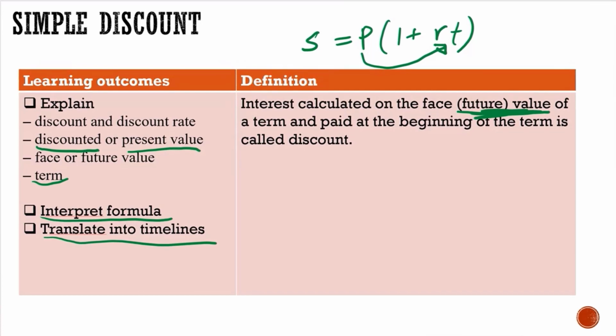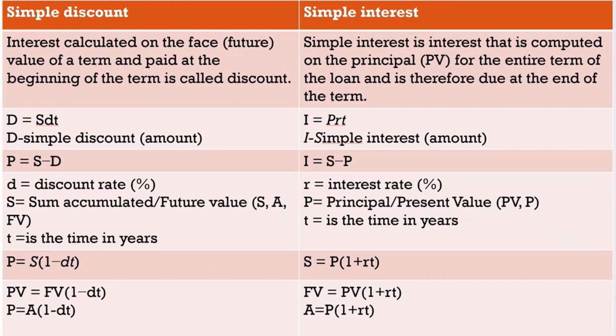I've put these things parallel to each other to help us see the difference, because these are working the same way, but it's just the keywords. The simple discount is calculated on the future value. The simple interest is calculated on the principal value or the present value. This one is calculated on the future value. So that's how they are different.